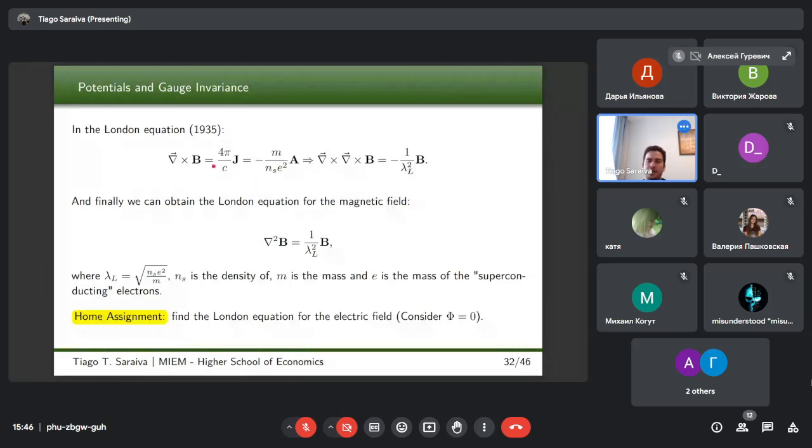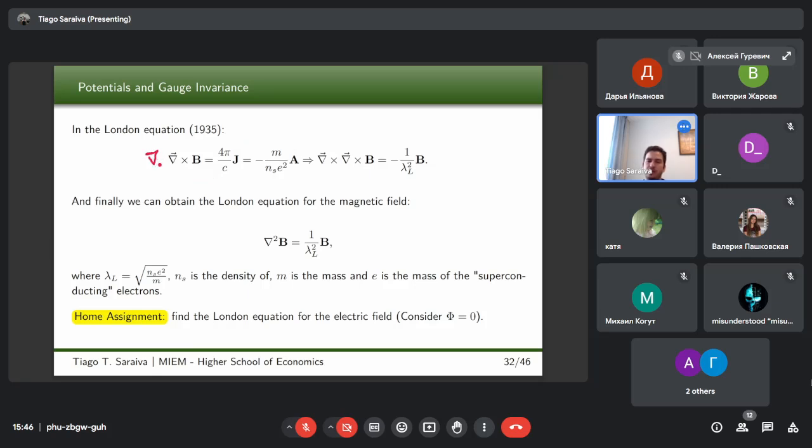For example, this is the Maxwell equation in the static case. So the rotor of B is 4π over c times J, right? But we have this London gauge with a direct connection between A and J. So the point is, instead of working with A and J, what we can do is take the rotor of this first equation here.